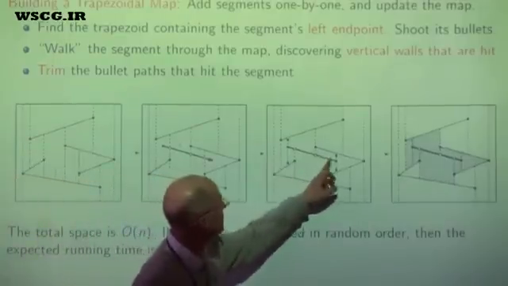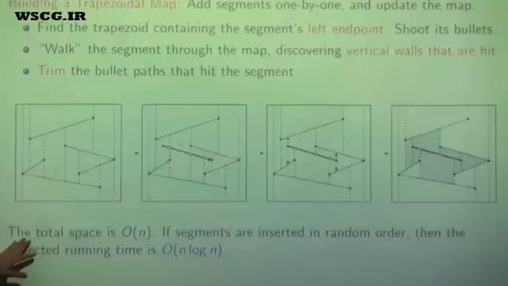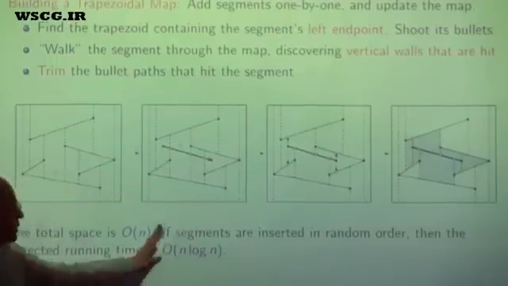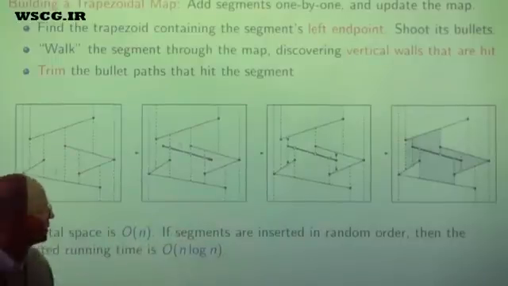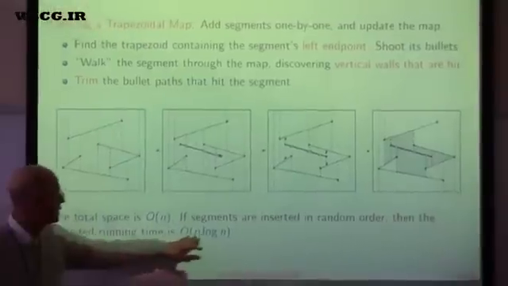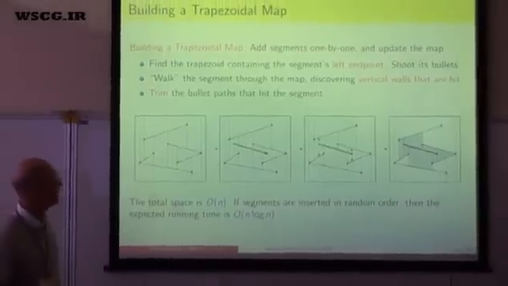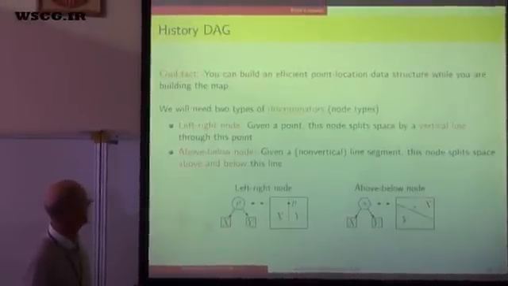The important thing is this, that I now have a new trapezoidal map. Okay? The total space of the trapezoidal map is O of n. This is an easy theorem to prove, I guess. The important observation, I'm not going to prove this, is that if the segments are inserted in random order, then the expected time to perform this is going to be O of n log n. So you can build the data structure efficiently.